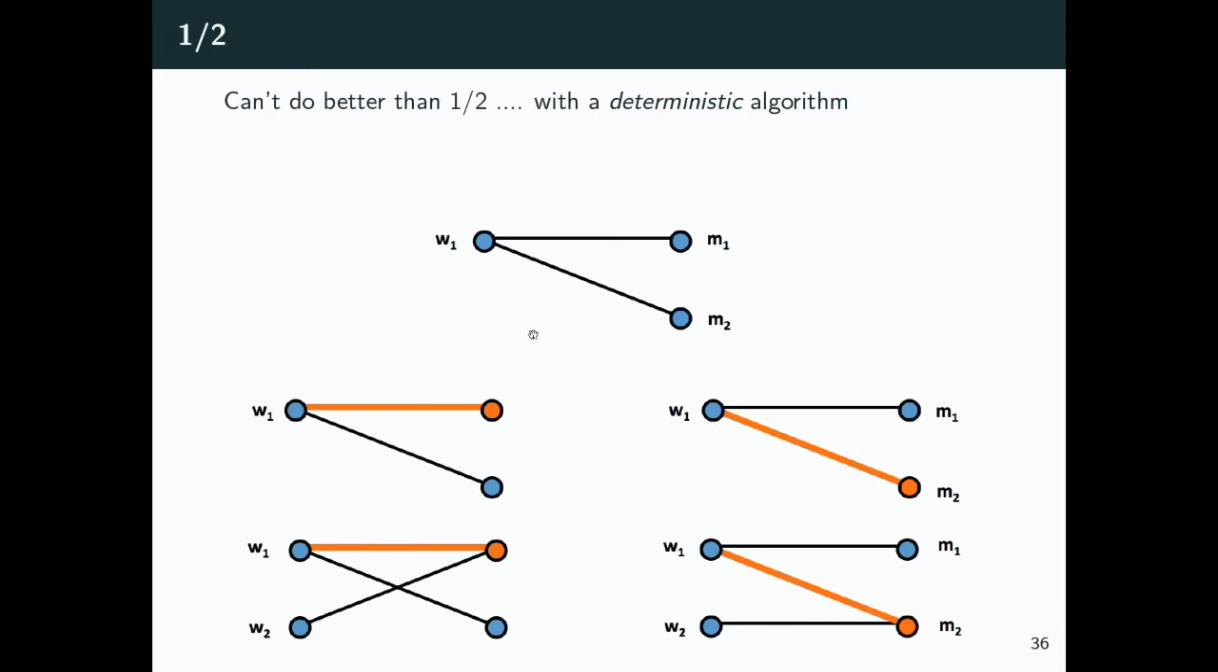Now, one thing you could consider doing is randomizing to try to foil the adversary. This is one of the most beautiful and important techniques we have in theoretical computer science. We already saw it in the previous algorithm I described.